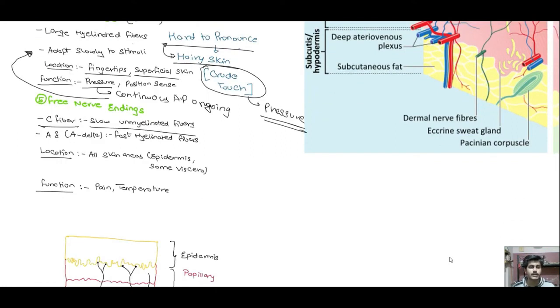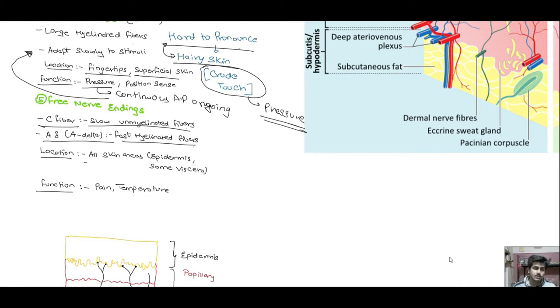In case of the free nerve endings, we have the C fiber, which are the slow unmyelinated fibers, whereas we have the A delta, which are the fast myelinated fibers. In whichever nerves less myelination is found, it is mostly the case that it would be slow, and in whichever nerves more myelination is found, the speed of the generation of the action potential and the transmission of the action potential is very high.